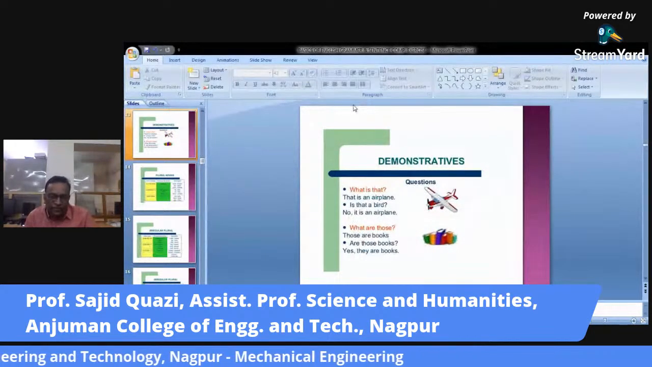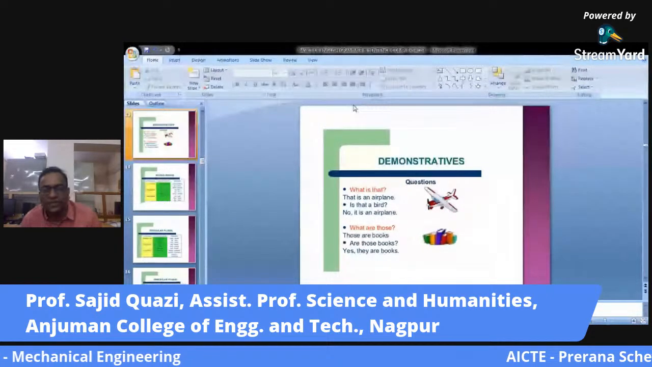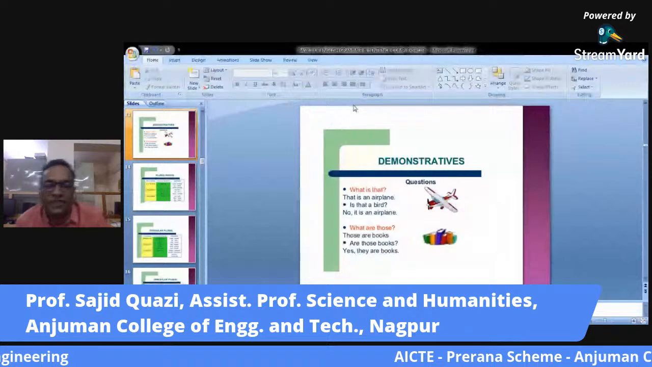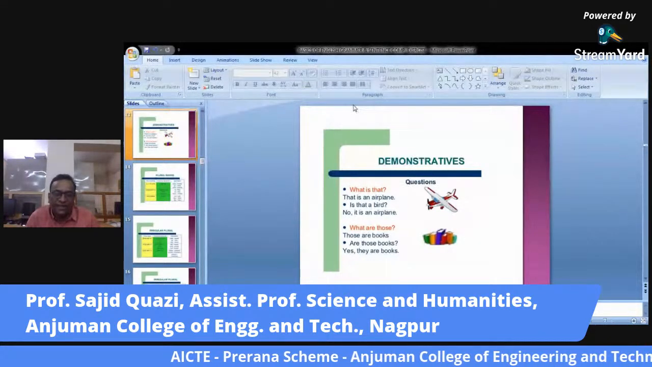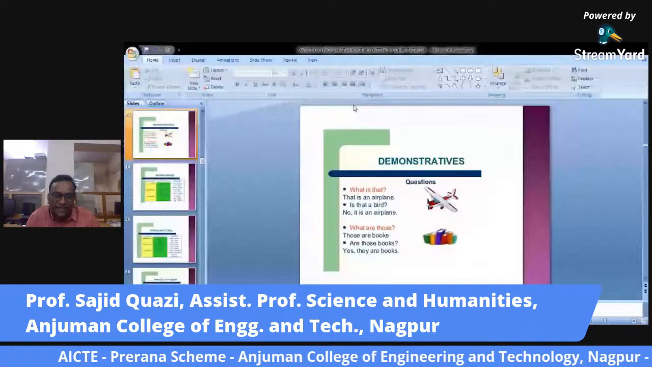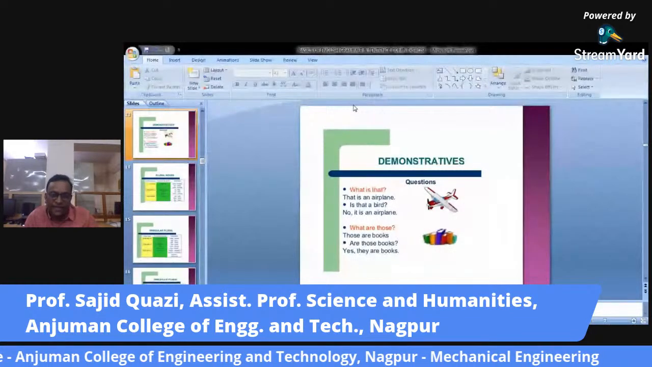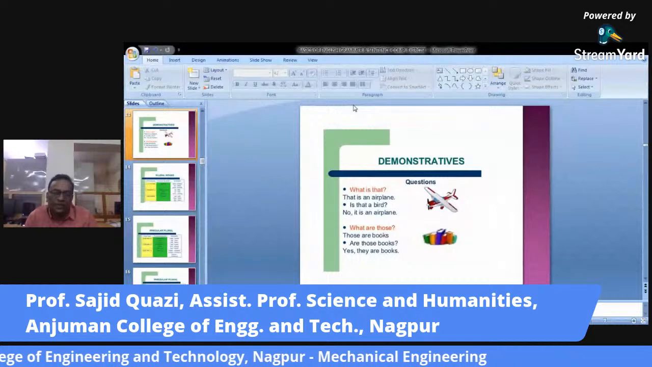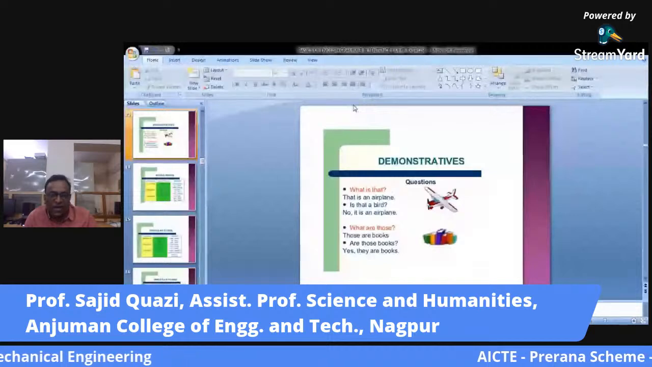Looking at these pictures you can easily understand, because with the help of pictures we can understand easily. What is that? The question is: what is that? That is an airplane. Is that a bird? No, it is an airplane. What are those? The difference between that and those we are discussing. Those are books.